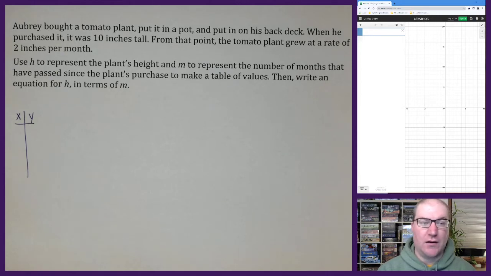the height of the plant is the dependent variable. The height of the plant is completely reliant on the number of months that have passed, right? So we don't have control over the number of months. We don't have control over time, right? But that's the thing that's going to change, and the plant is going to respond to that based on how much time has passed, right?